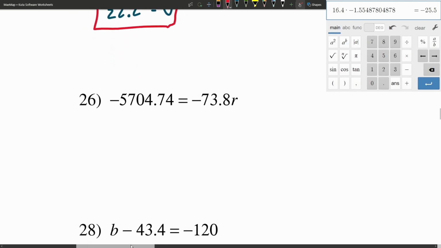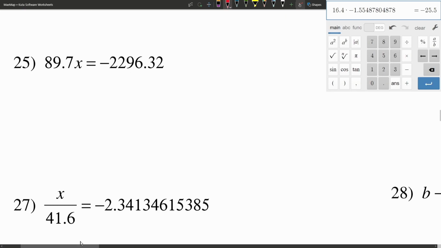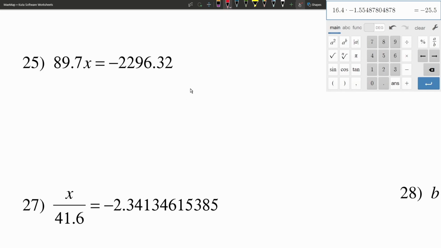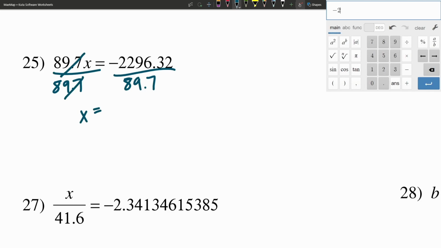Moving on to number 25, we have something multiplied by x equals something else. We want to isolate that x, so we're going to divide by what it's multiplied by. So divide by 89.7. That'll leave x on our left-hand side equal to, let's go to our calculators, negative 2,296 and 32 hundredths divided by a positive 89 and 7 tenths. Negative divided by a positive is going to be a negative, and that's a negative 25 and 6 tenths.